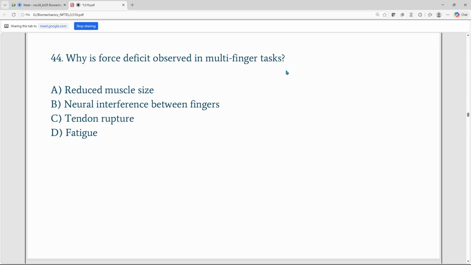Next question. Why is force deficit observed in multi-finger tasks? Options are option A, reduced muscle size. Option B, neural interference between fingers. Option C, tendon rupture. Option D, fatigue.